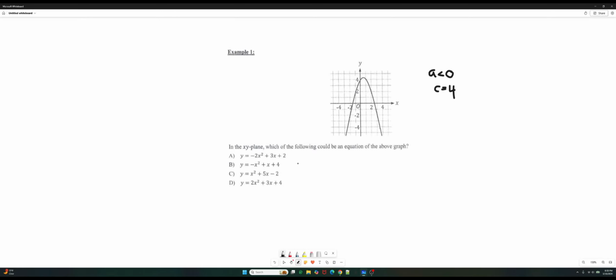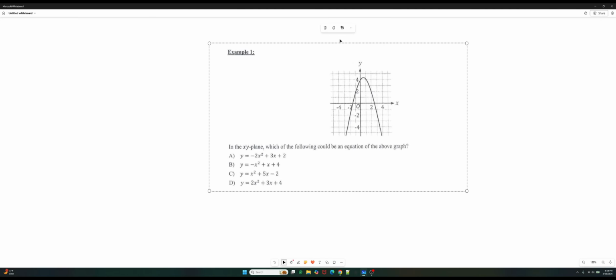So we look at our options. It can't be D or C. They have a positive A. We need a negative one. So it's between A and B. And we know the y-intercept is 4. So it can't be A because it has a value of 2. So the only answer that would make sense is B. So you want to do process of elimination for these types of questions if you encounter them on the SAT.